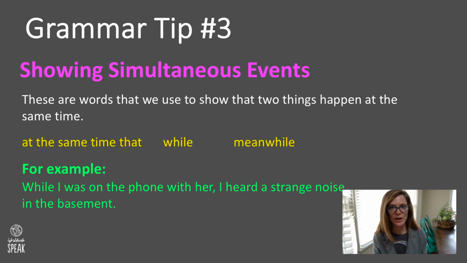Here's an example of a sentence that uses one of these special words that show simultaneous events. While I was on the phone with her, I heard a strange noise in the basement. So I'm on the telephone, and while I'm speaking on the telephone, there's a loud noise coming from my basement. Two events happening at the same time.